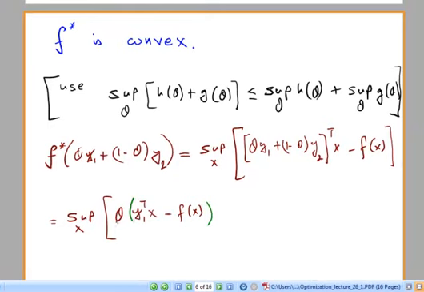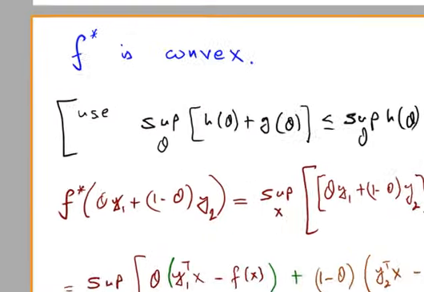Right? So I pull this theta out from f. Right? Plus similar things. Then 1 minus theta times y2 transpose x minus f of x. Correct? Then we're taking the supremum of the sum of two functions, then we use that property.